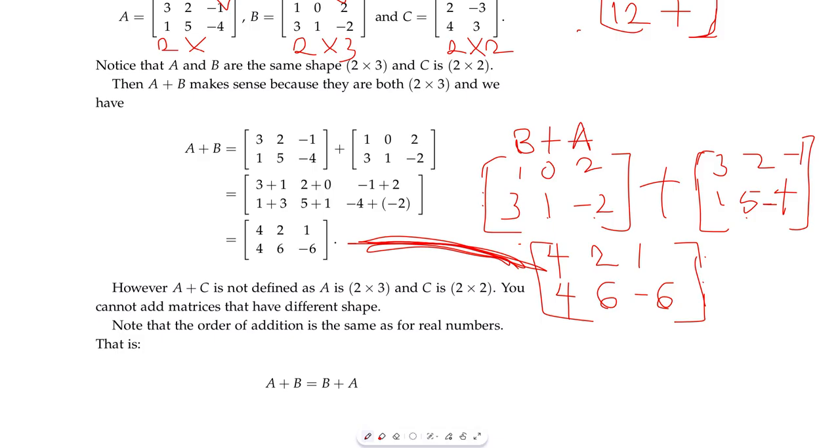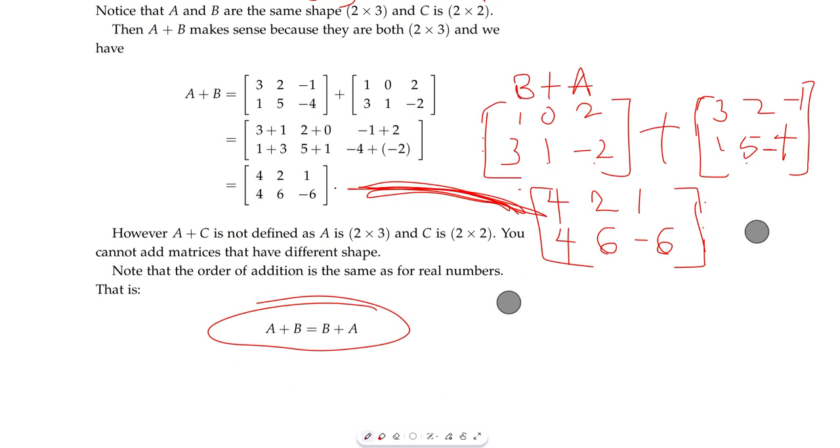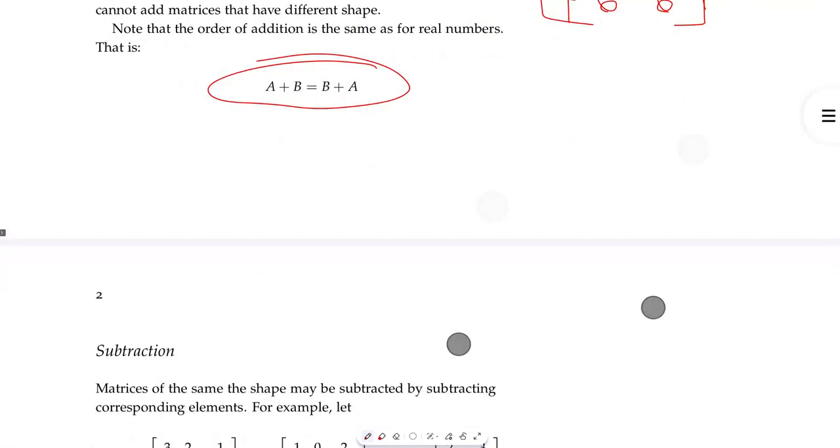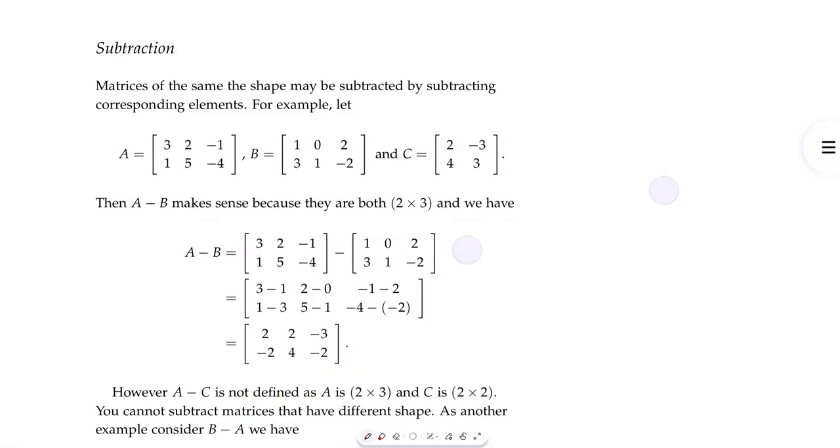Alright. So that is what we mean by this statement, that A plus B is the same thing as B plus A. Alright. So now let's look at subtraction. Subtraction also has the same rule. What do I mean by the same rule? It must be of the same order. Their order must be the same. So A minus B can be done.